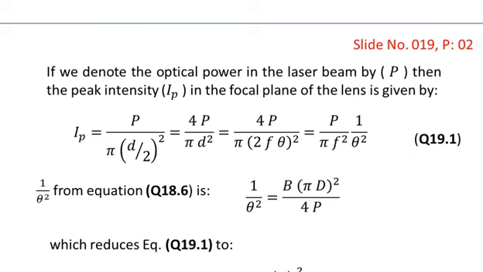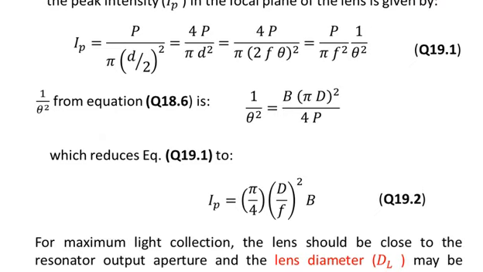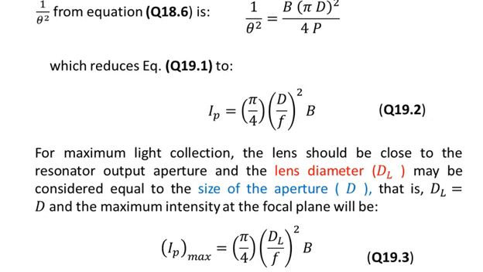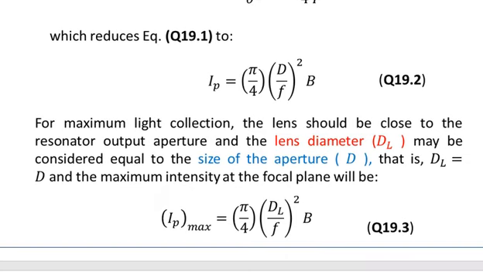So on the right hand side of this one, which we regard as equation number 19.1, 1 over theta square from equation 18.6 is equal to B, which is brightness, times the square of pi d divided by 4p. So replacing the 1 over theta square with this expression, equation 19.1 reduces to IP, that is the peak intensity, is equal to pi over 4 multiplied by the square of d over f, and then the brightness B. And this is equation number 19.2.